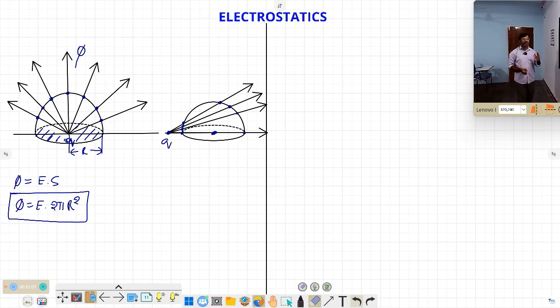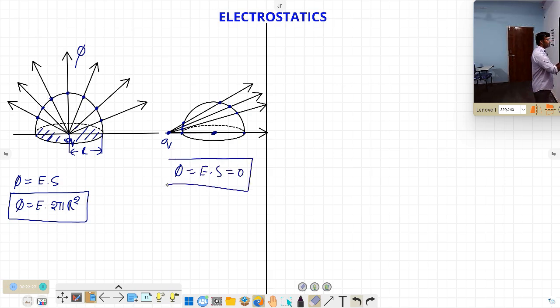So whenever the electric lines of force pass through a surface and touch the same surface two times, the flux enclosed in that closed surface is always 0. So in this case, flux equals E into S, and this value is equal to 0, because we already know this concept. This is called entering flux at one point, and this is called leaving flux at another point. If we take entering flux as positive and leaving flux as negative, then plus and minus become 0.